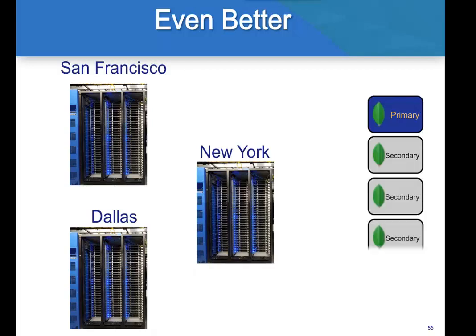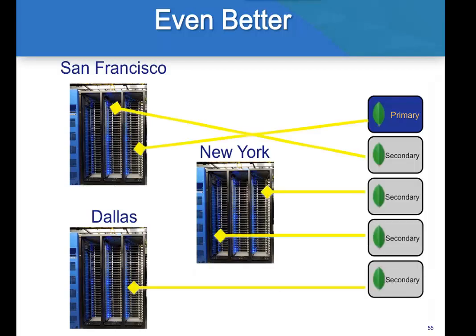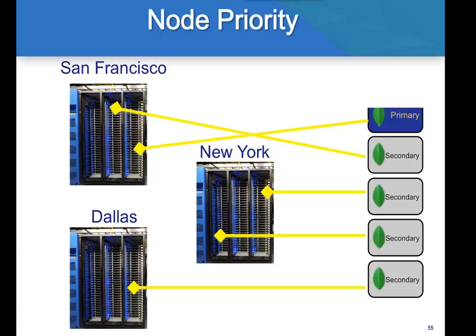So let's have 3 data centers. And just to show you how this might work, let's have 5 data-bearing nodes. 2 of them are in San Francisco, 2 of them are in New York, and one of them is in Dallas. In this configuration, any one of your data centers can crash, and your application will stay up and running. If the San Francisco data center goes down, you lose 2 nodes, but you still have 3 out of 5. That's the majority. They'll continue to run.